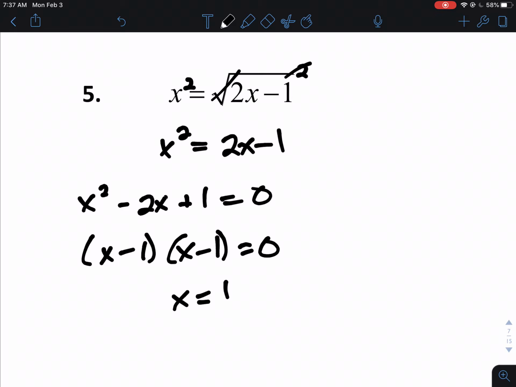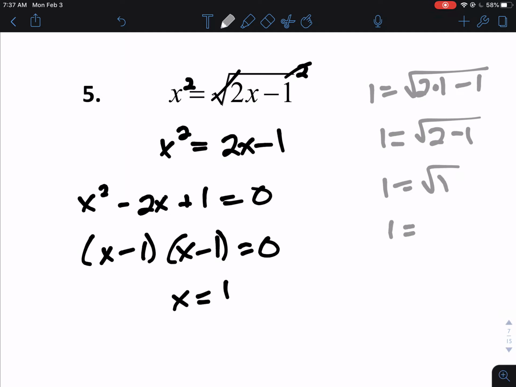However, we do need to still check our work. So let's do that now. Put 1 back into the original equation. So 1 equals the radical of 2 multiplied by 1 minus 1. So 1 equals the square root of 2 minus 1. So 1 equals the square root of 1. And yes, 1 does equal 1. So we are good there.